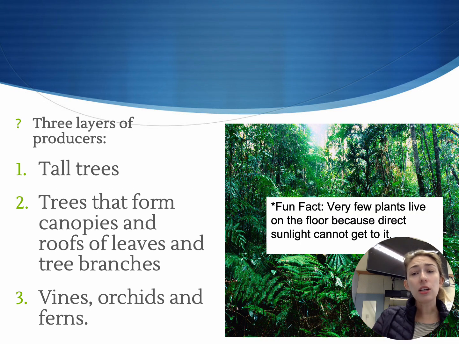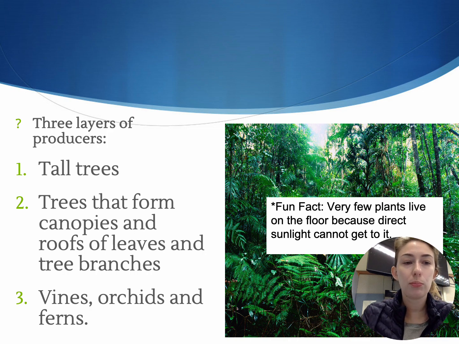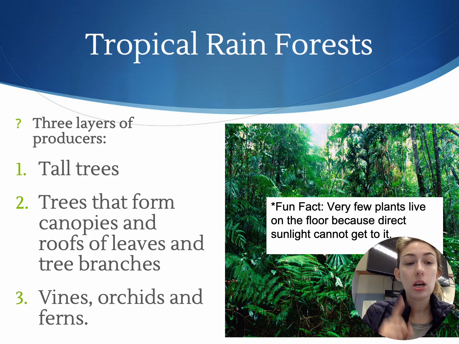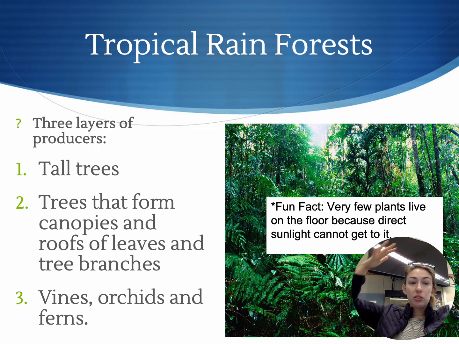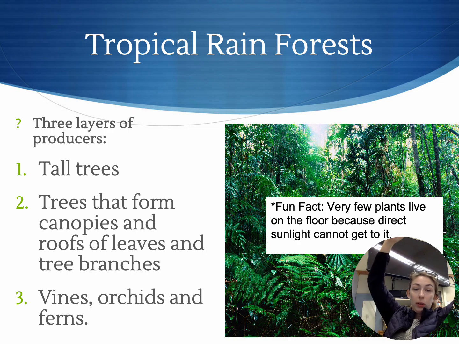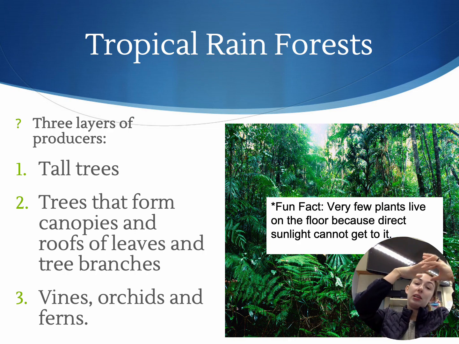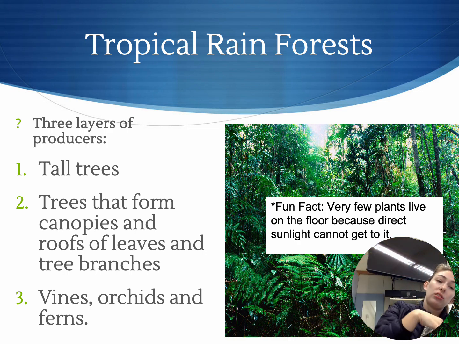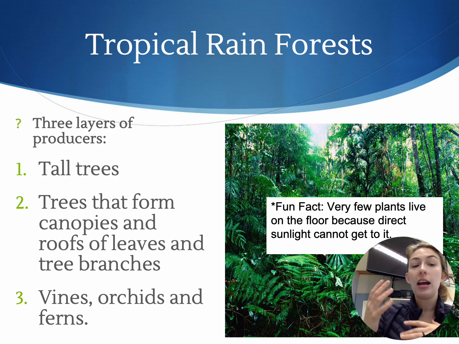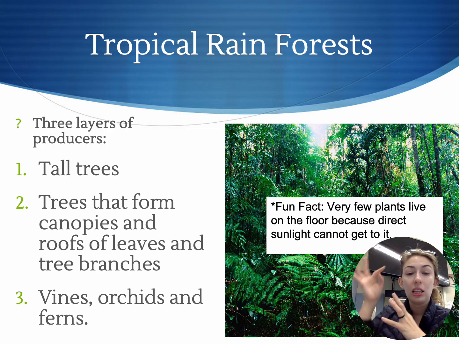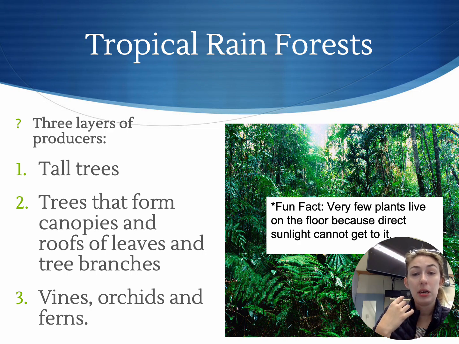So, in our tropical rainforest, we have 3 layers of produce. We have tall trees, trees that form our canopies. So that's going to be blocking out the bottom floor, the sunlight reaching down. Tall trees grow really tall, so we're going to have canopies that catch all that other sunlight that drips through. And then vines, orchids, and ferns, these are more climbing plants. They're going to climb up those trees and canopies, sometimes leaching nutrients from those trees to get the sunlight that they need.